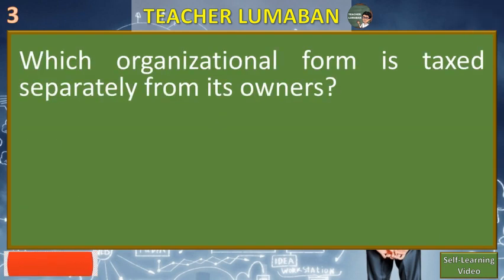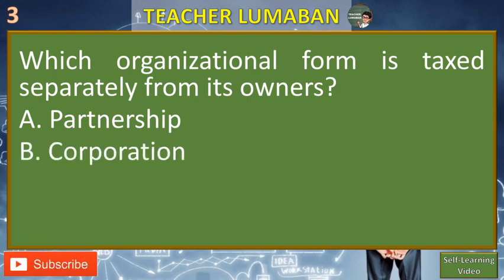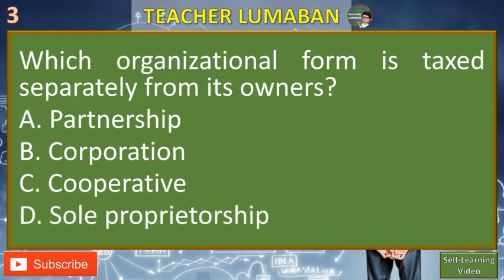Which organizational form is taxed separately from its owners? A. Partnership. B. Corporation. C. Cooperative. D. Sole proprietorship.